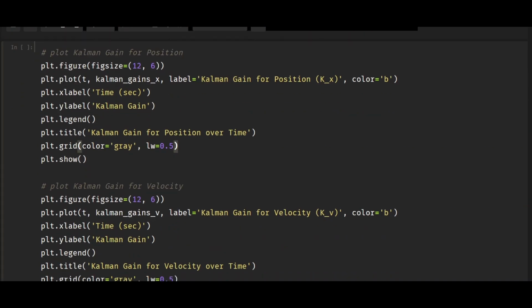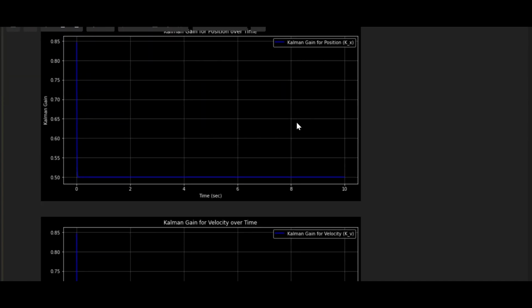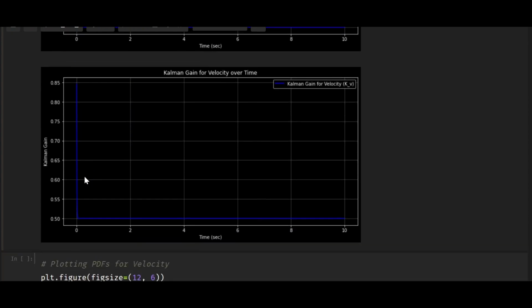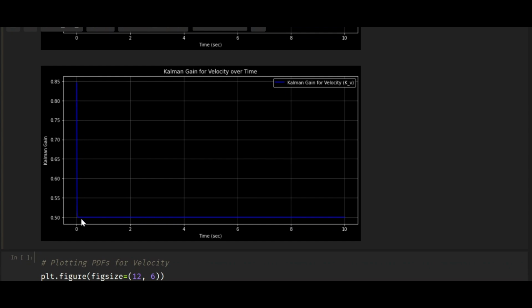Next, we'll see the Kalman gains for both the velocity and position channels. As you can see, it starts off at a very high level, 0.85, and very quickly it converges to almost half. And similarly in the velocity channel, very quickly it converges to half.